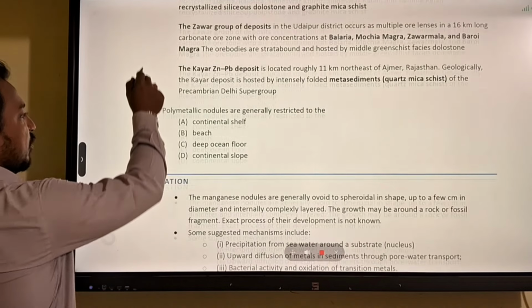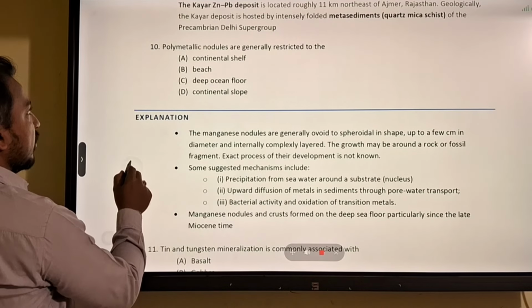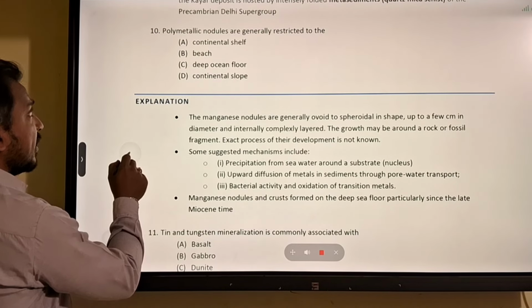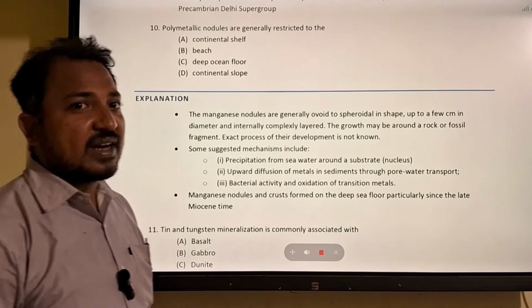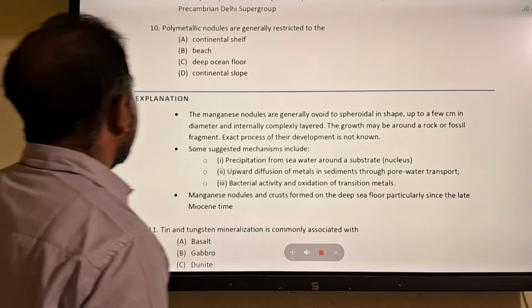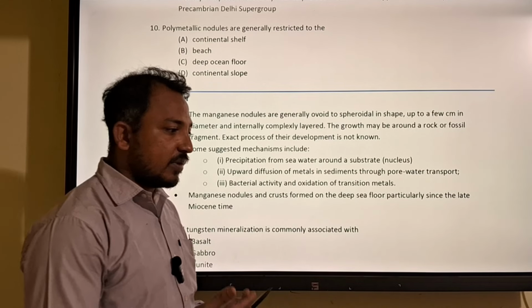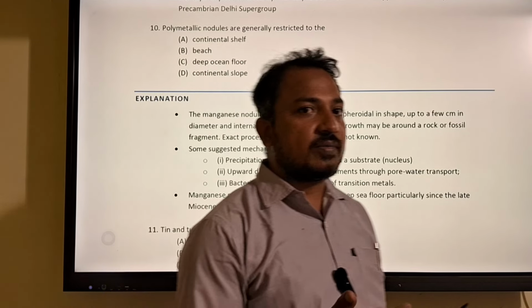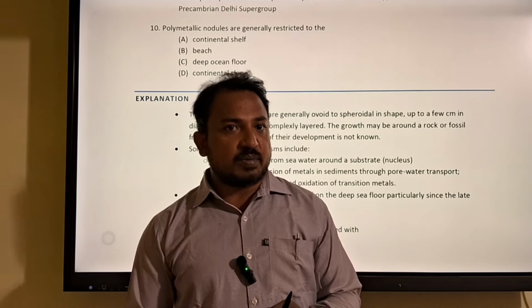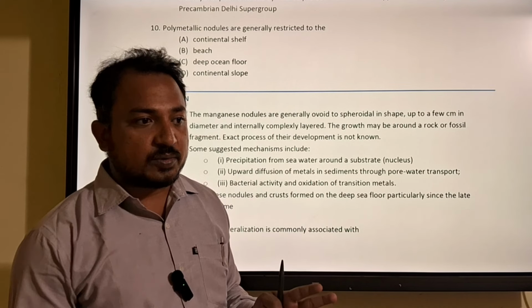So next question, we will move to polymetallic nodules. Mostly polymetallic nodules are called manganese nodules. Polymetallic nodules means these are nodule-type depositions. In sedimentary structures, if you have studied, there are two types of deposition: one is concretion, one is nodules.